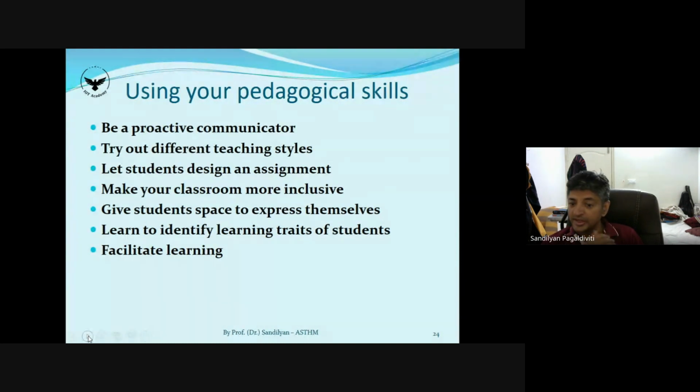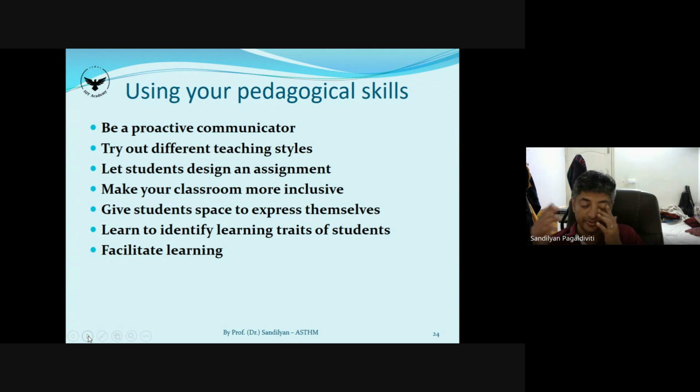Let the students design the assignments. Let them, even if required, make the question paper. Nothing wrong with that, as long as you don't copy the same questions for the final paper. If each student makes a question paper and then you pick the best questions from there, that's a fair enough way of evaluation. Inclusive, make your classroom very inclusive.